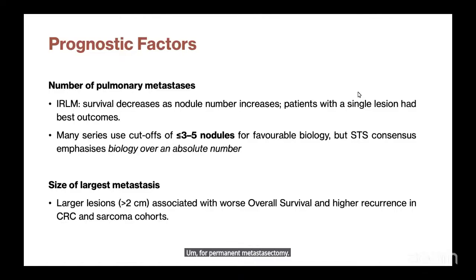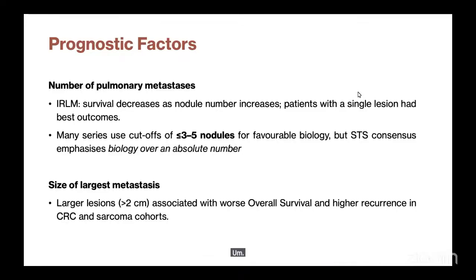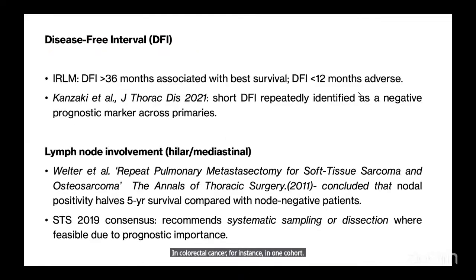The size of the largest metastasis is another prognostic factor. Larger lesions, more than 2 centimeters, are associated with worse overall survival and higher recurrence in colorectal cancer, for instance, in one cohort.